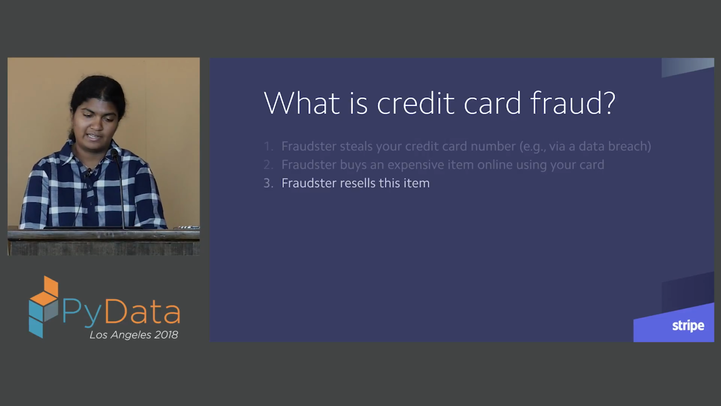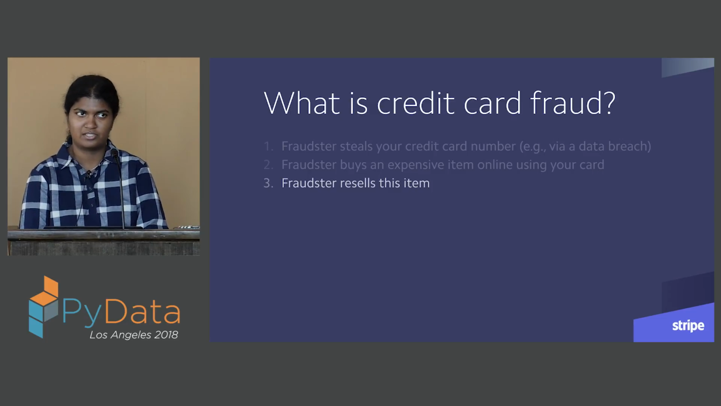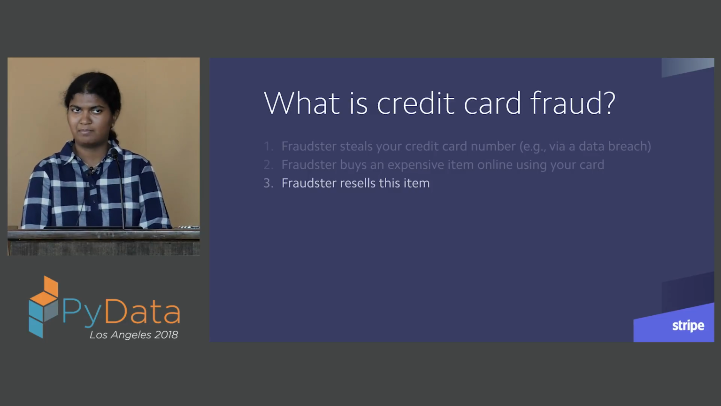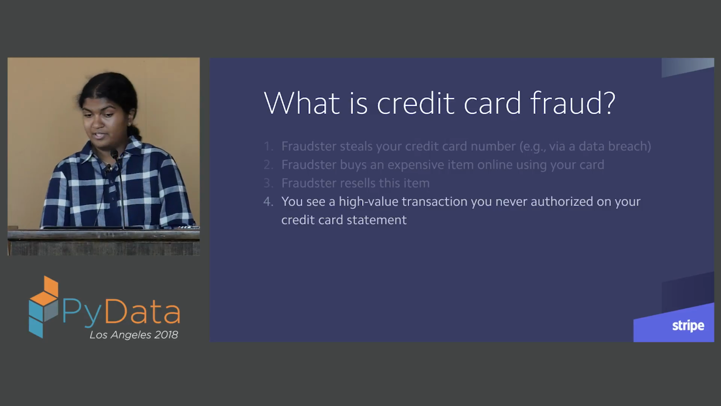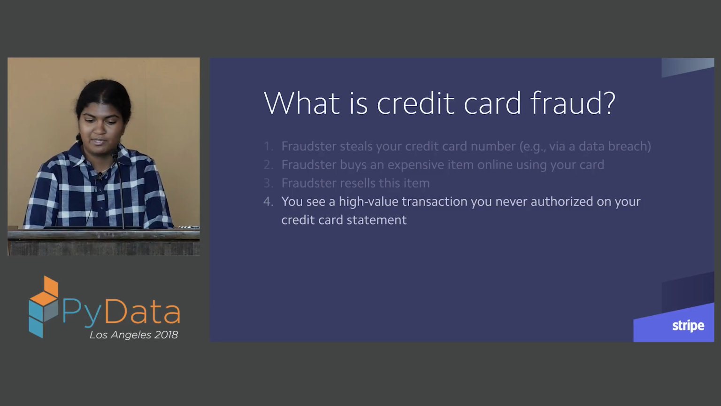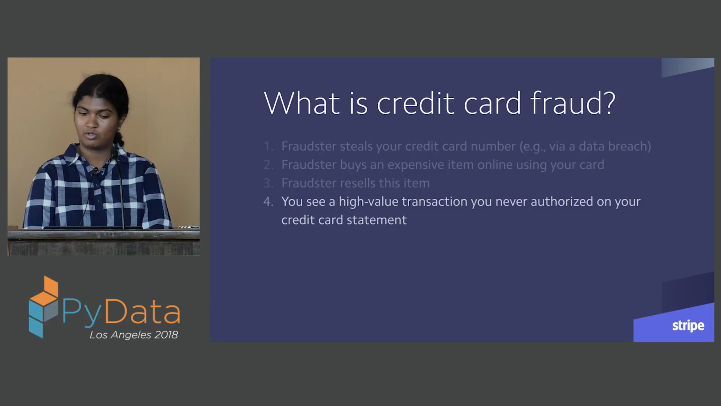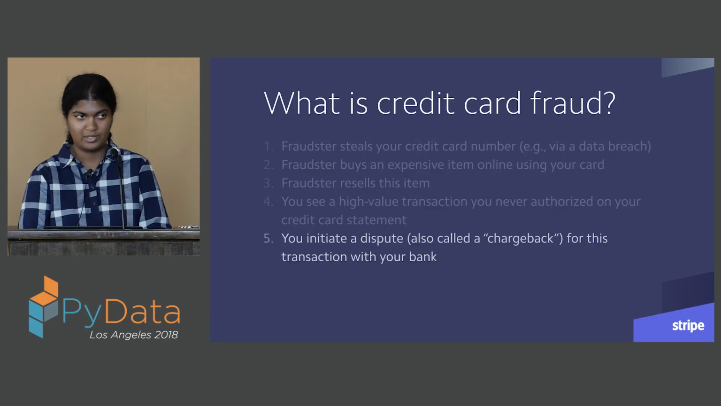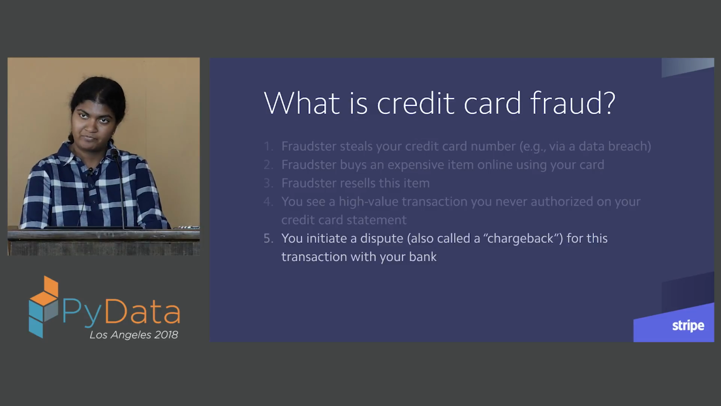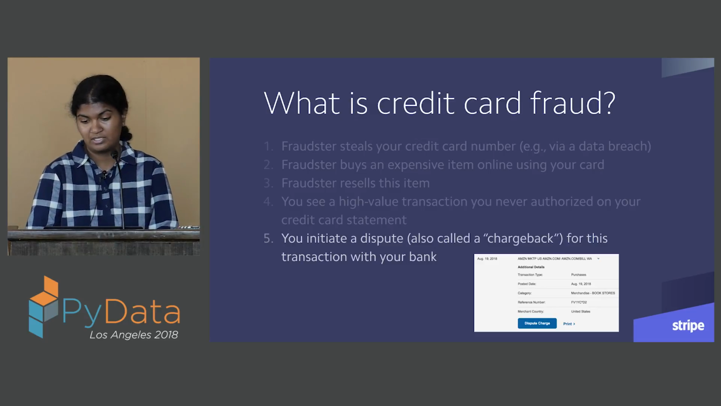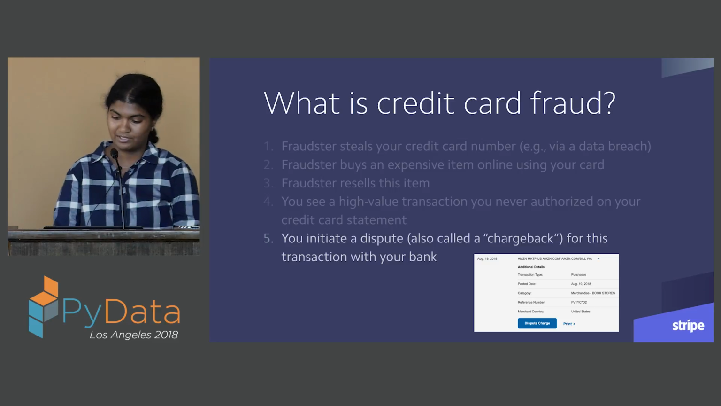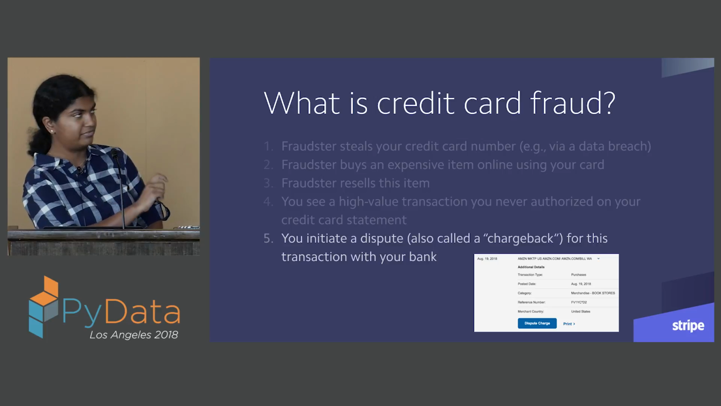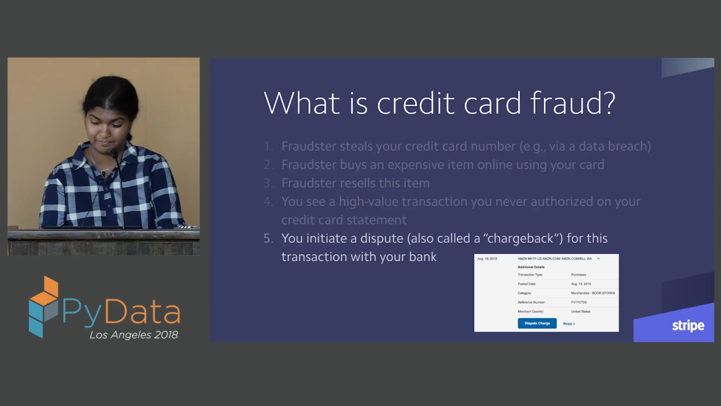They then resell this item on some anonymized marketplace, such as Craigslist. They usually sell it for less than they bought it for, but they didn't actually pay for it, so it's all profit. A few days later, you're looking at your credit card statement, and you're like, I did not buy a Rolex. At that point, you initiate what is called a dispute or a chargeback with your bank for this watch you didn't purchase. You can't really see this here, but there's usually a dispute charge button if you log in to your bank account online.